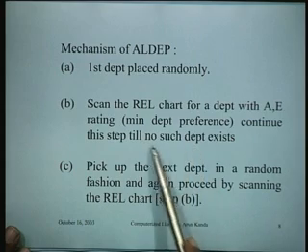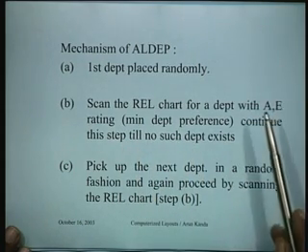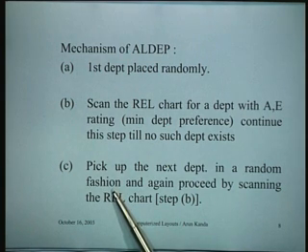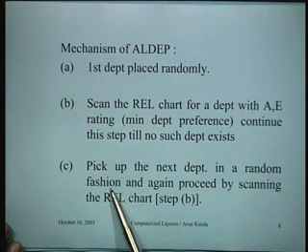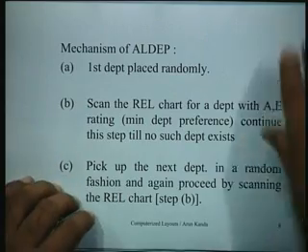And once you find that no such department exists with an A rating or an E rating in the REL chart, then pick up the next department in a random fashion. Just again take the example of locating friends in a hostel. Once the friends have been located and we don't find a friend, we pick up any random person and put him next, and keep on doing this exercise. So pick up the next department in a random fashion and again proceed by scanning the REL chart, which is step B. We can continue with this exercise till we develop a layout.